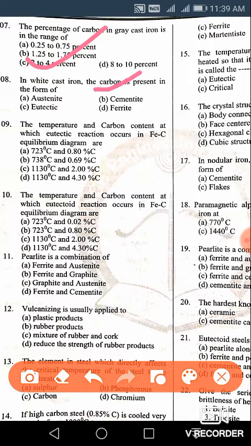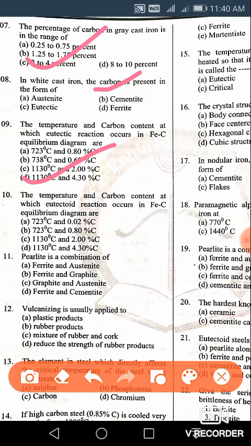In white cast iron, the carbon is present in the form of cementite. It has white flakes. Your answer is B. The temperature and carbon content at which the eutectic reaction occurs in the iron carbon equilibrium diagram: we know that it is 1130 degrees centigrade and 4.3% carbon. So your answer is D.